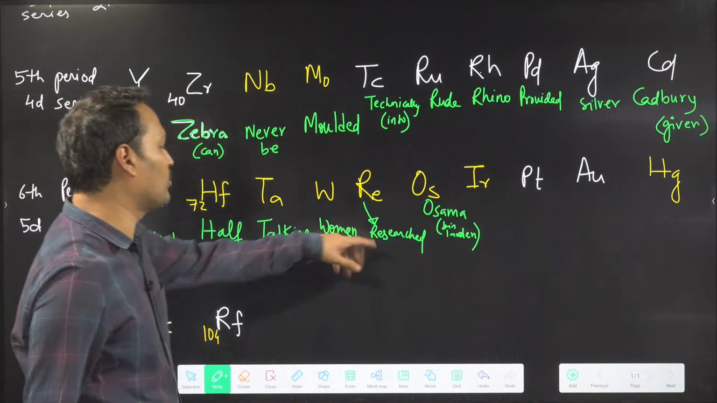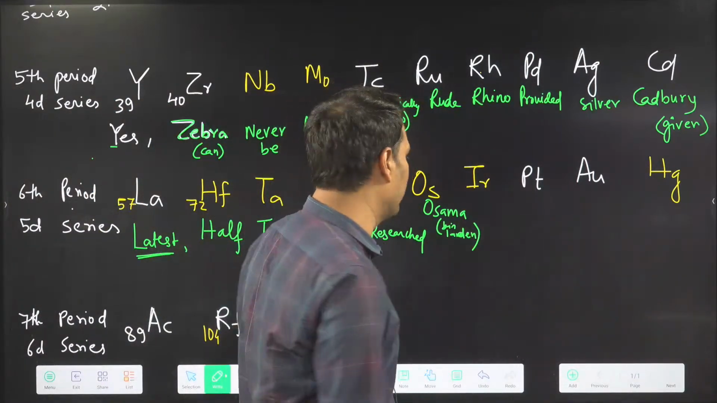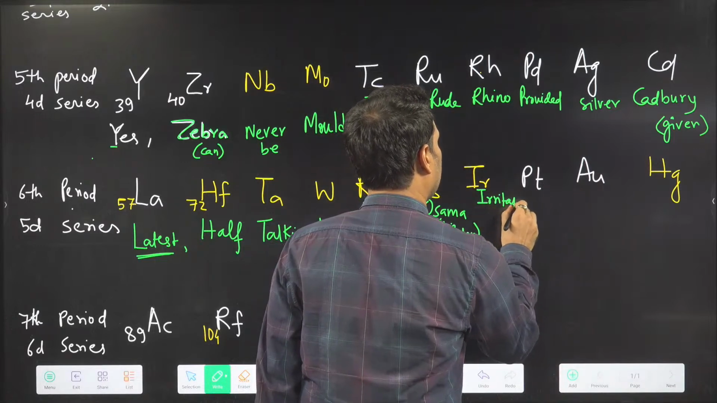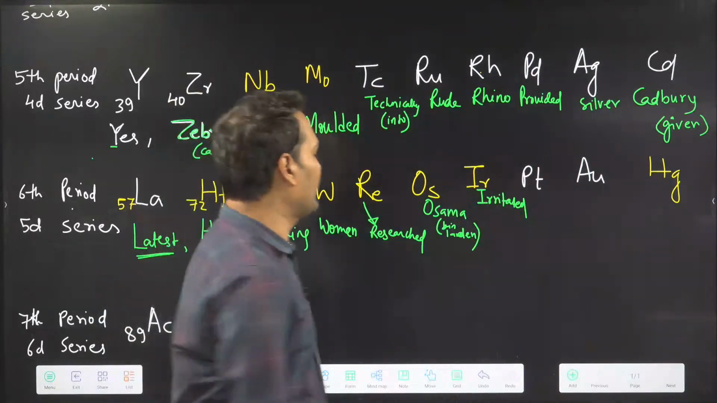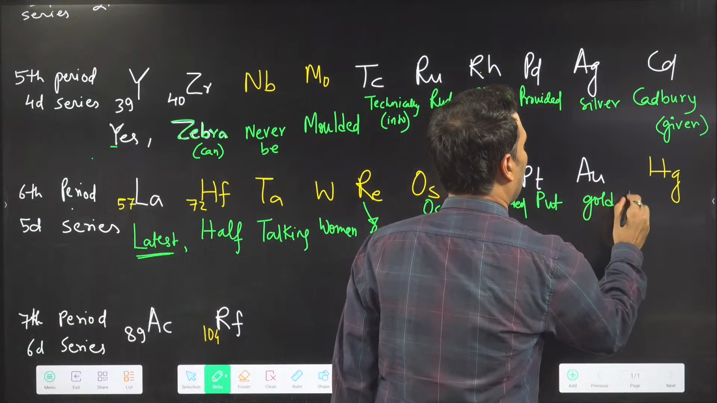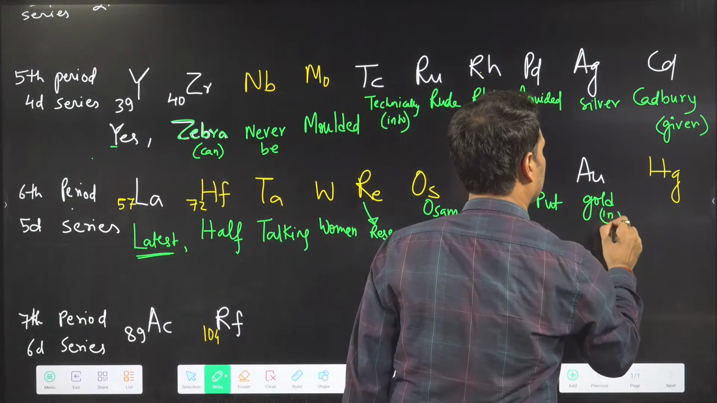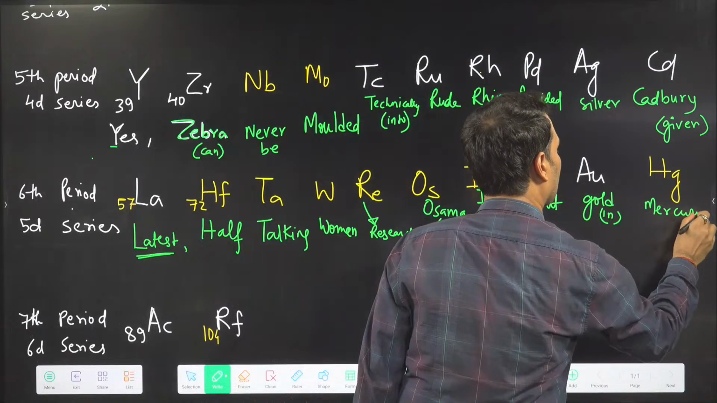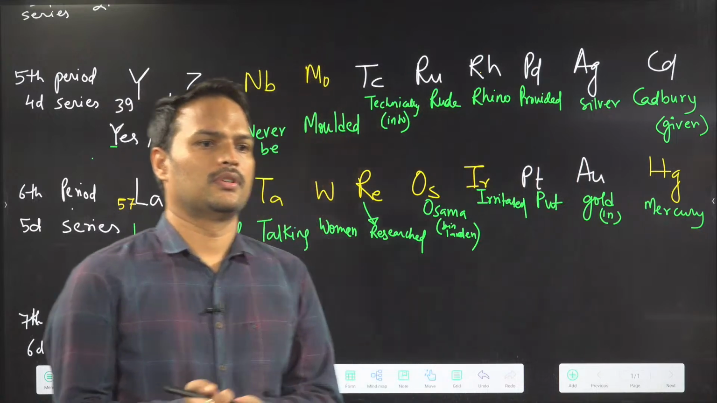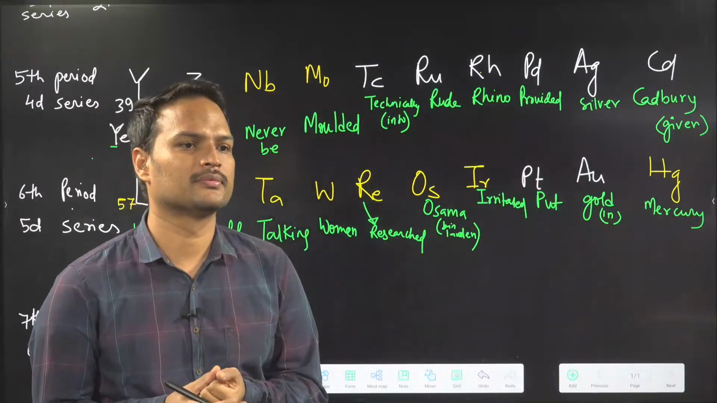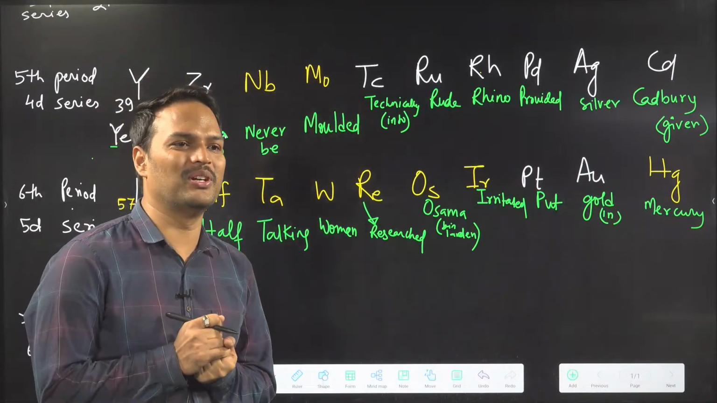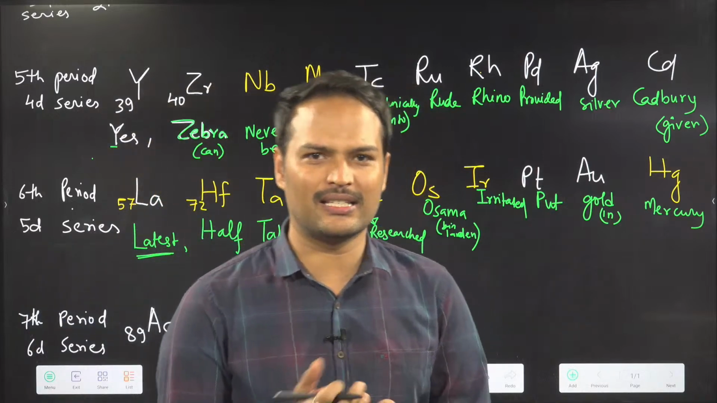ठीक है ना? Osama. So what is the latest news? That half talking women researched Osama bin Laden irritated. What did he do? Irritated, put gold in mercury. Clear? ठीक है? So half talking women researched. अच्छा sir, give platinum, gold, mercury. ठीक है, fine, no problem. Anything they can research. ठीक है ना?